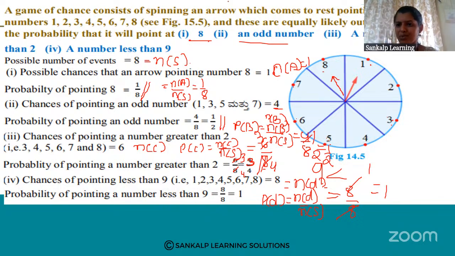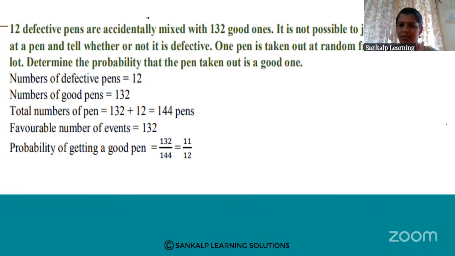Today we will solve the next problem. So what is the next problem? 12 defective pens are accidentally mixed with 132 good ones. It is not possible to just look at a pen and tell whether or not it is defective. One pen is taken out at random from this lot. Determine the probability that the pen taken out is a good one. So how many total pens are there?